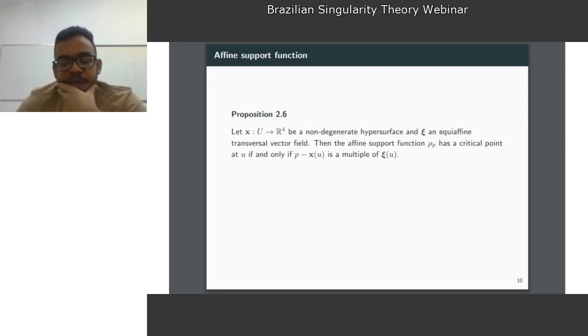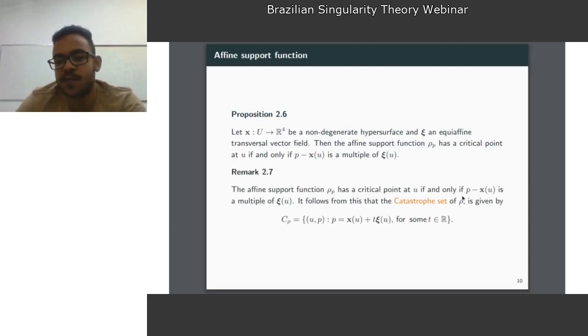And using this family of affine support functions, if we have X non-degenerate and C an equiaffine transversal vector field, then we can show that each affine support function rho P has a critical point at U if and only if P minus XU is a multiple of CU, just like the case for the unique normal vector field. And using this proposition, we obtain the catastrophe set of the family of affine support functions, which is given by this. So the catastrophe set is given by the pairs (U,P), where P is written as XU plus T times CU. It's a well-known expression because it's exactly the expression for the line congruence associated to X and C.